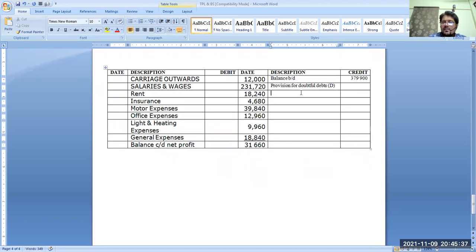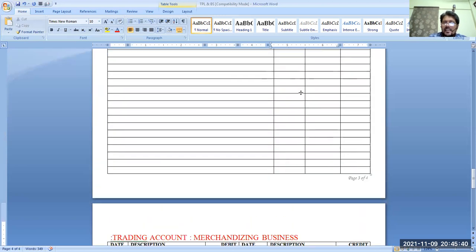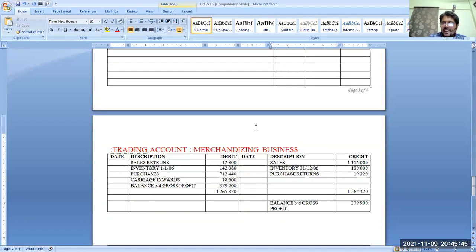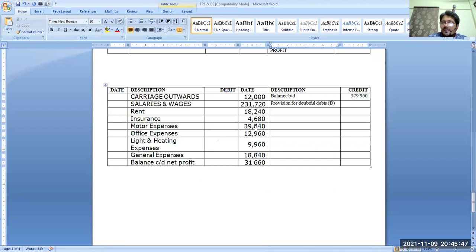What other thing would be added to gross profit? Same here, as in the income statement. You have to add to gross profit, and I'm writing it in your profit and loss account: decrease in provision for doubtful debts. Second thing, discount received. Other income: any other income which your business is earning other than your normal merchandising or manufacturing business.